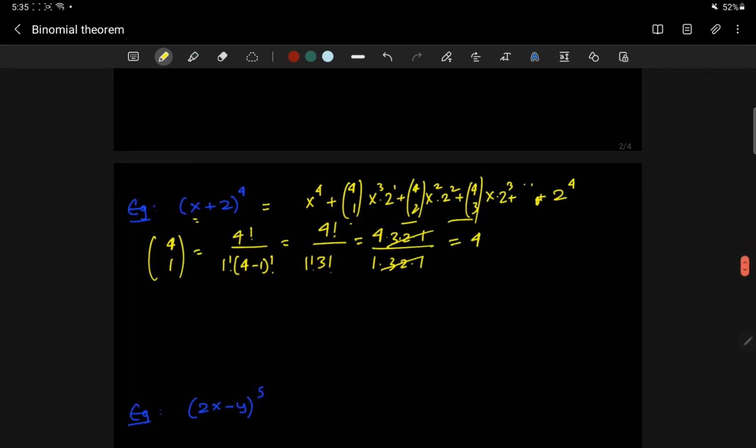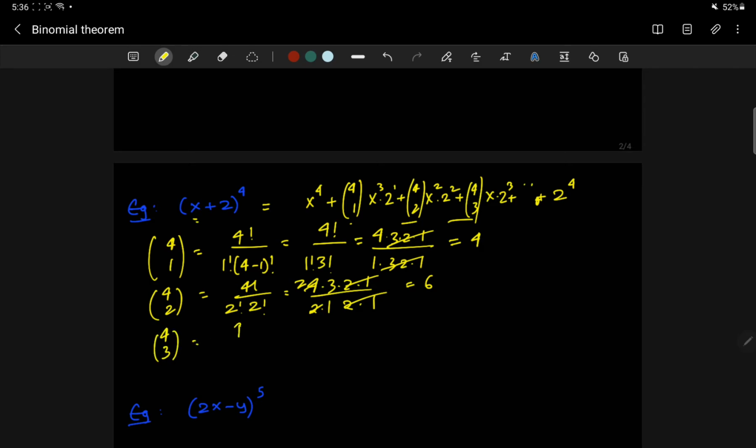This is 4. 4 choose 2 is 4 factorial over 2 factorial times 2 factorial. 4 times 3 times 2 times 1 over 2 times 1 times 2 times 1, cancel, 6. And lastly, 4 choose 3 is 4 factorial over 3 factorial times 1 factorial. 4 times 3 times 2 times 1 over 3 times 2 times 1, which is 4. So you have all the numbers.